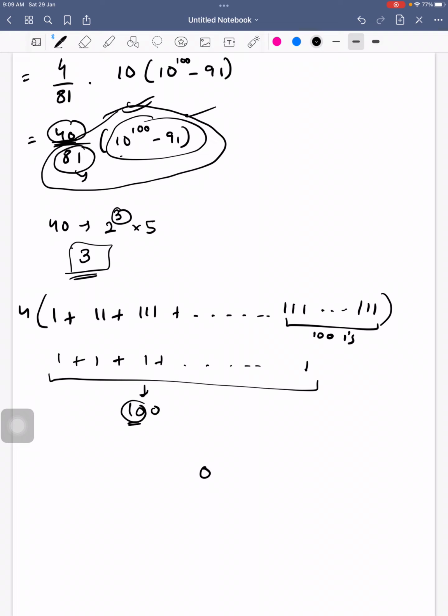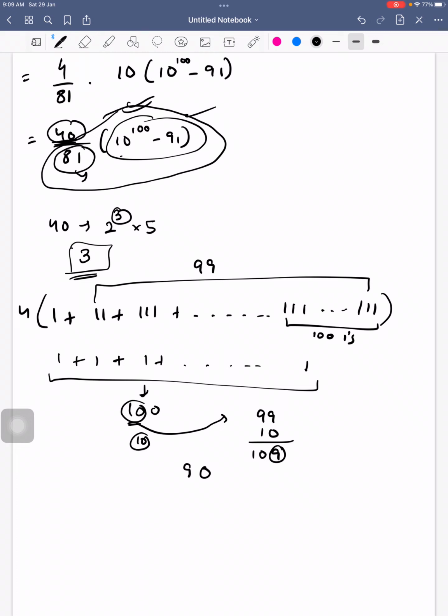Now let's add all the tens place, right? In the same way, in the tens place there will be 99. So the sum will be 99, to which we add the carryover, which will give us 109, right? So we're left with 9. 10 is again carried over.